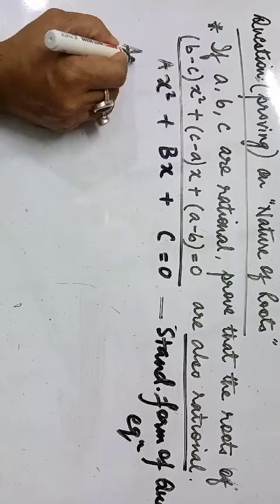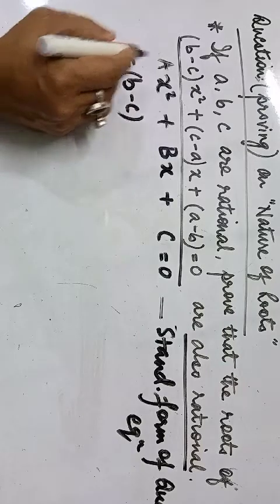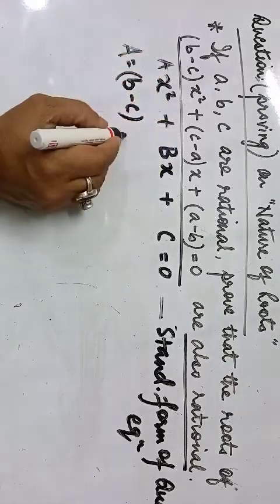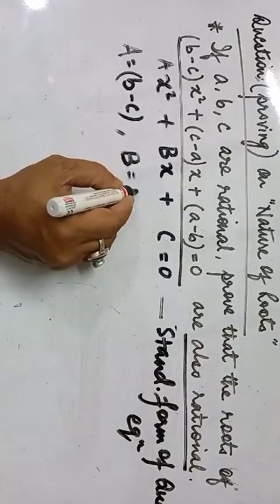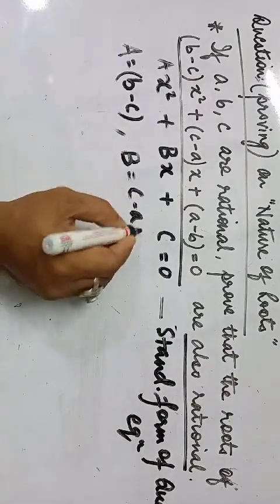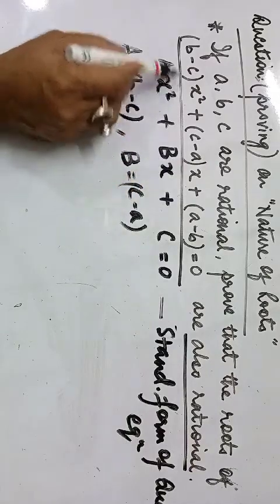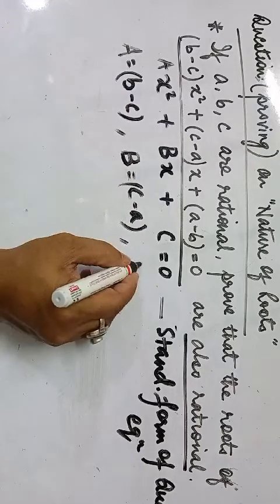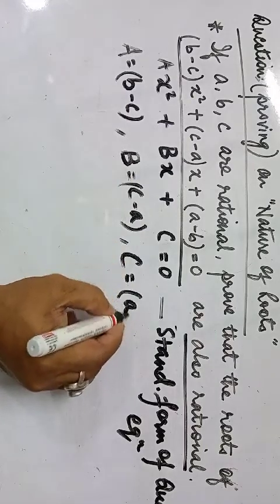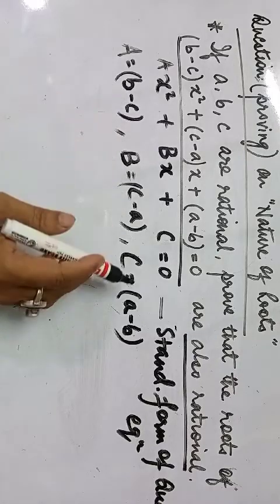Okay, so my capital A becomes b minus c. I am comparing now as we did last time. So we have capital B value as c minus a. Again comparing the like terms, this term has to be compared with this, with this, with this. So you have capital C, which is a minus b. Okay, so I have written down A, B and C.